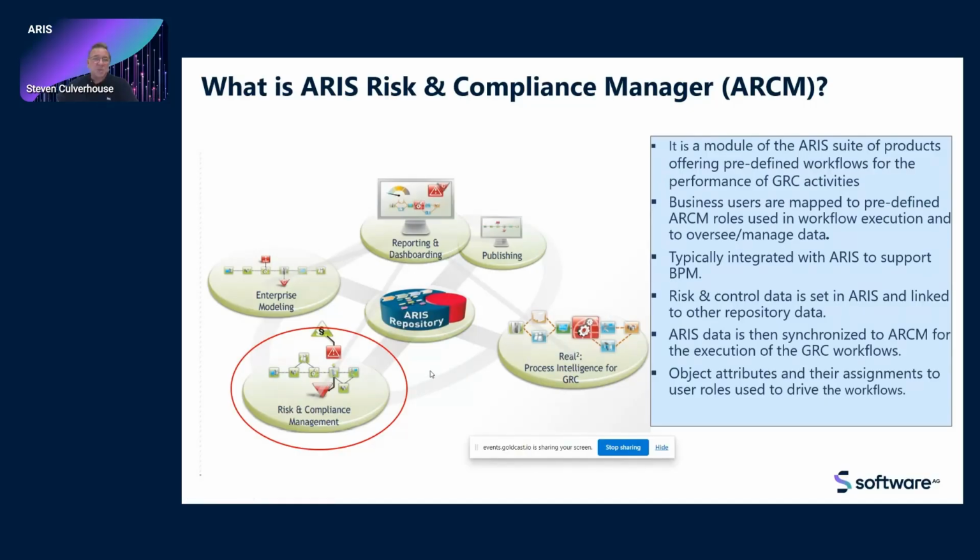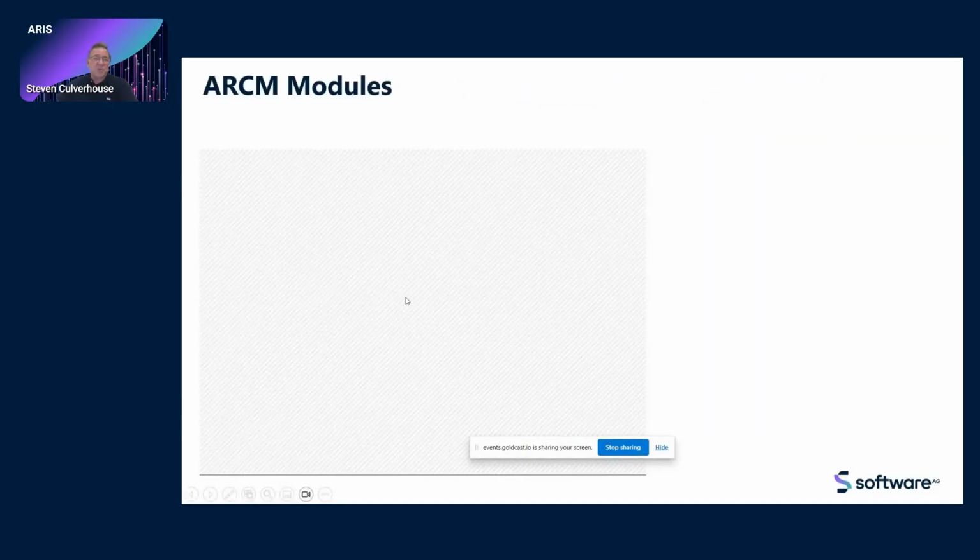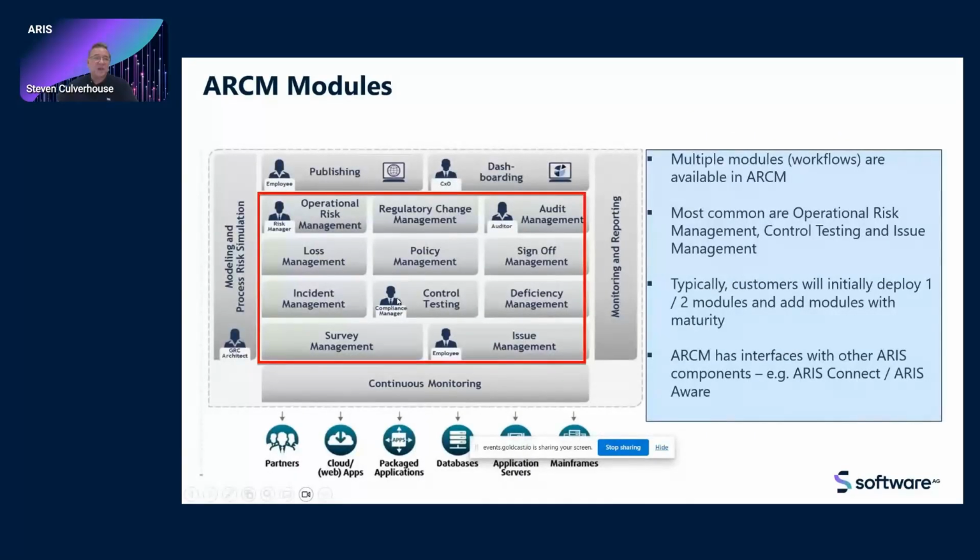And now let's just look at some of the workflows that we have available within the tool. So today we're talking about control testing and control executions. But as I say, these in the red box here are all of the different workflows available within ARCM. So around the edge, you've got your modeling and publishing and dashboarding. This is all ARIS Connect. And then obviously we have the ARCM represented in the middle.